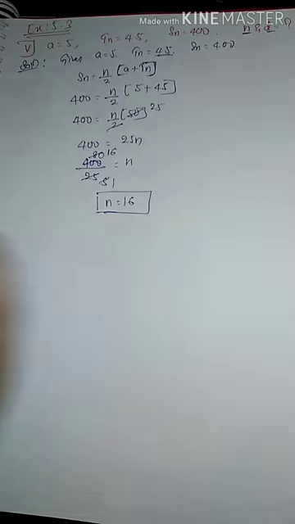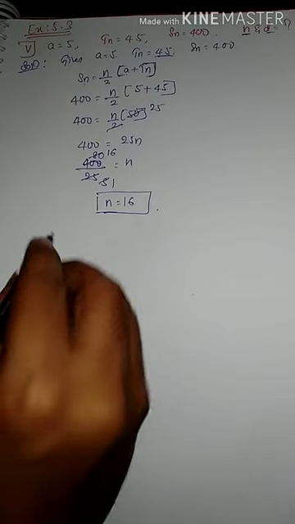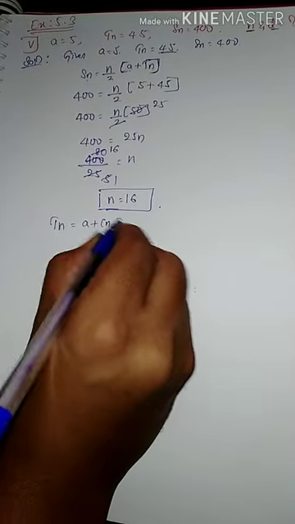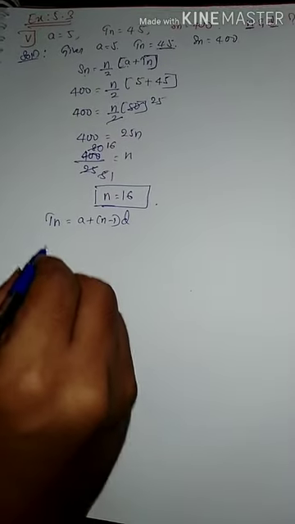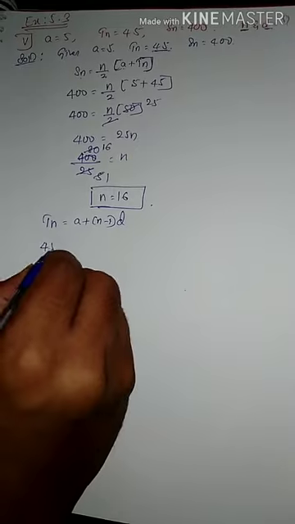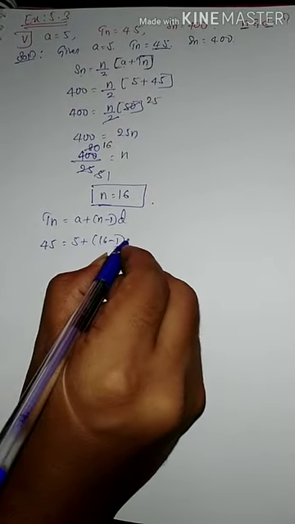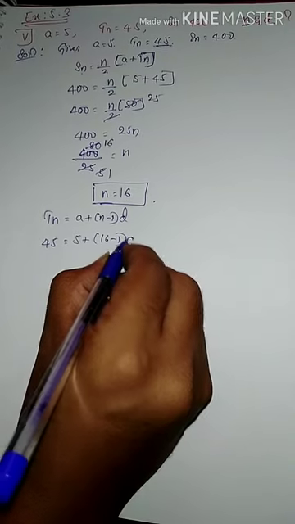Therefore the number of terms is 16. And next, using the formula Tn is equal to a plus (n minus 1) into d, we can calculate the value of d. So Tn is given. Tn is 45 is equal to a is 5 plus (n is 16 minus 1) and d, the common difference, we don't know, right, as it is.